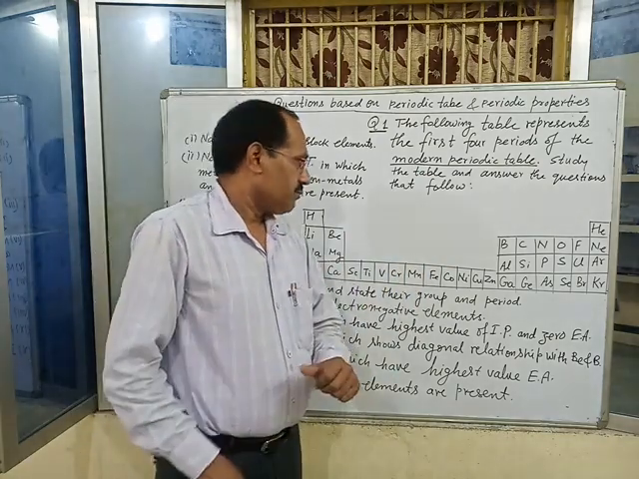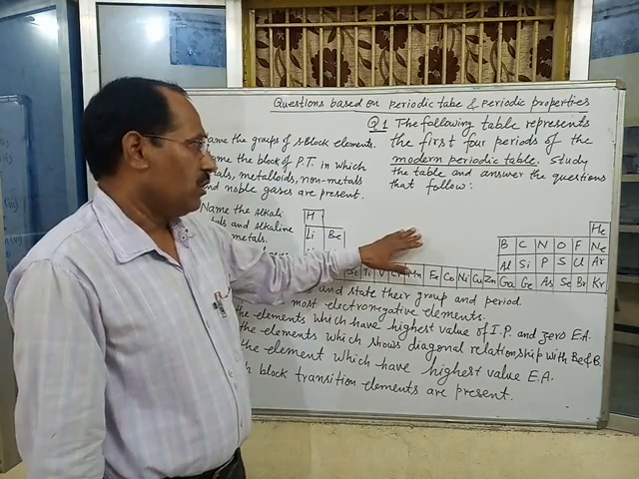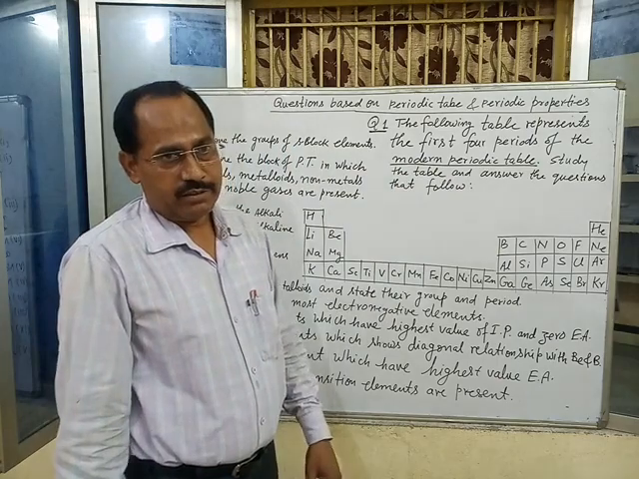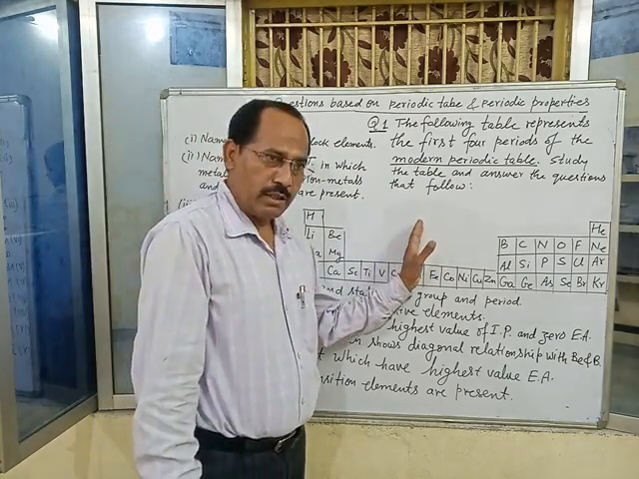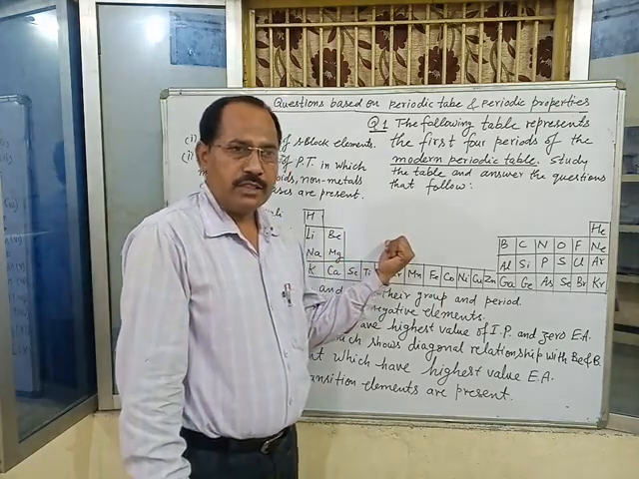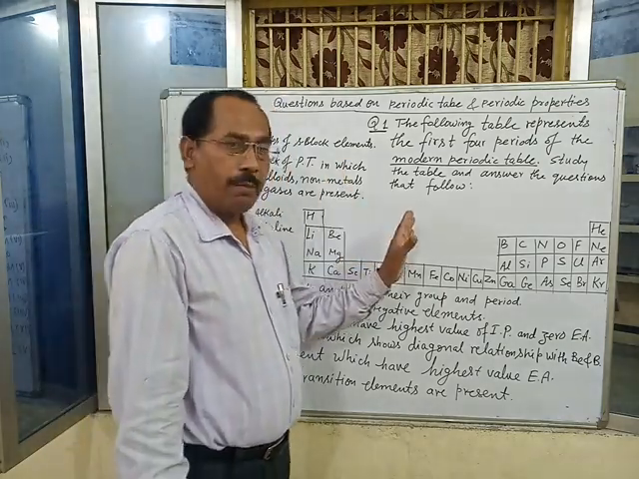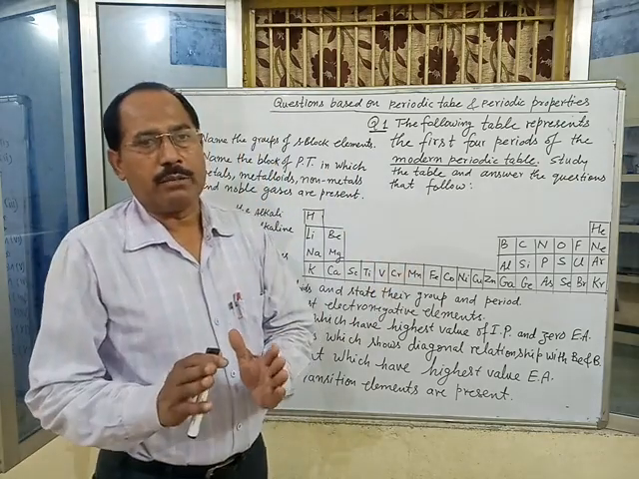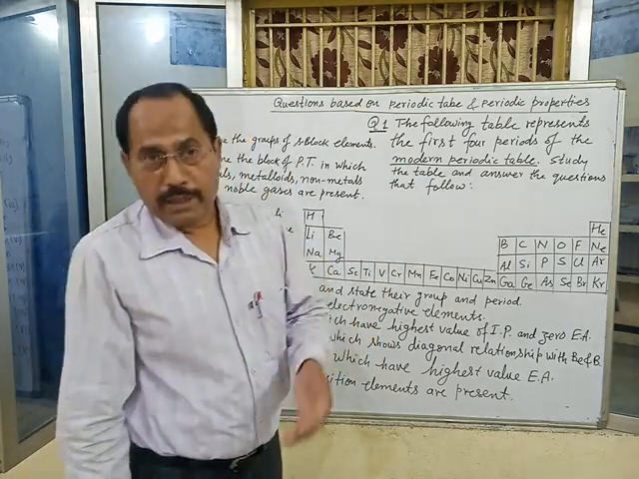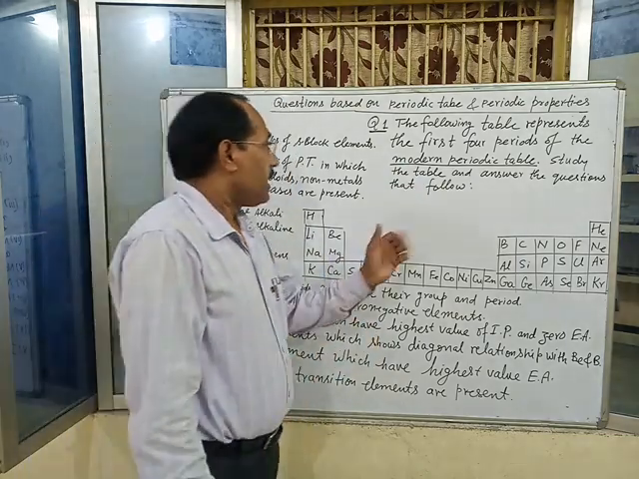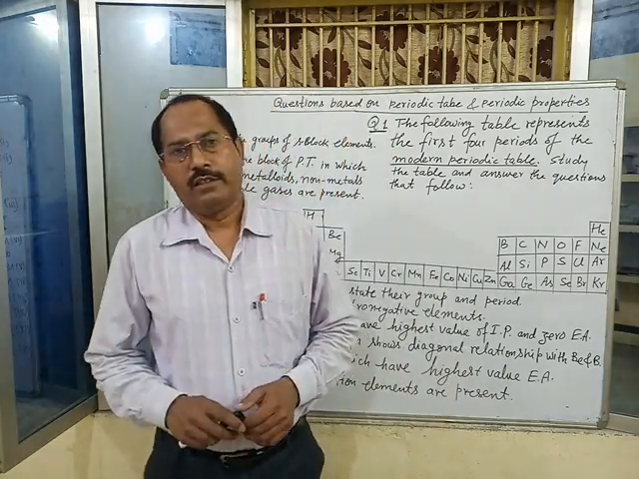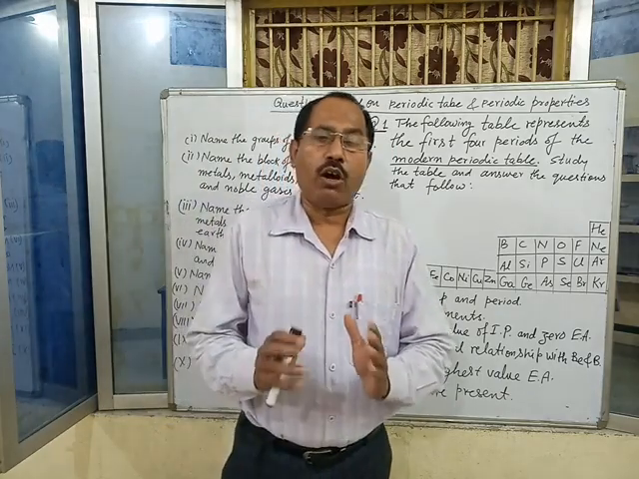In this question, Bohr's periodic table or long form of periodic table or modern periodic table is given. This table is not Mendeleev periodic table. This table is not modified periodic table. This is long form of periodic table. Long form periodic table is also known as modern periodic table or Bohr's periodic table. In this periodic table, elements are classified into four blocks: S block, P block, D block and F block.